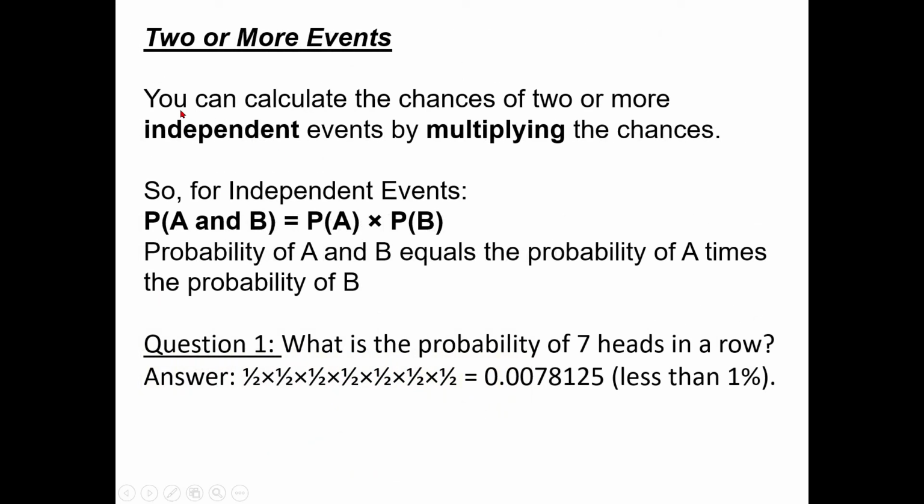Two or more events. You can calculate the chances of two or more independent events by multiplying the chances. P of A and B is equal to P of A times P of B. Question: what is the probability of 7 heads in a row? A coin has 2 chances, so 1 by 2 to the power of 7 gives 0.0078125. It's less than 1%.